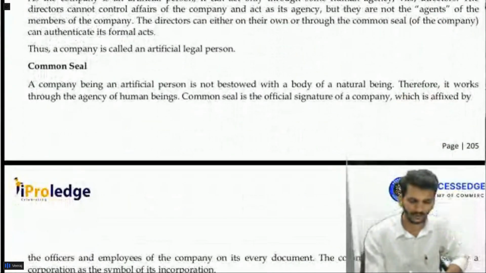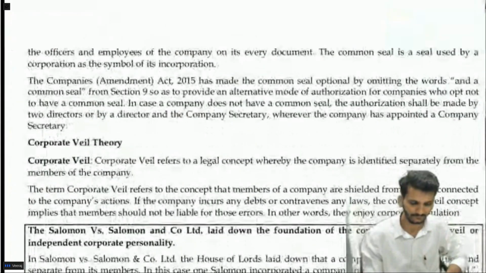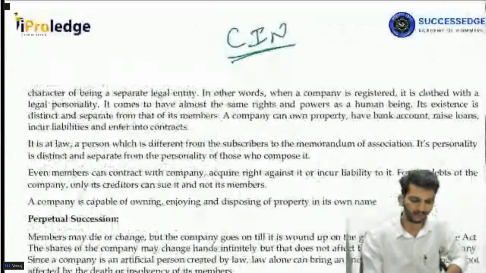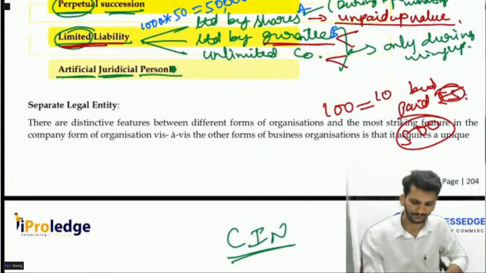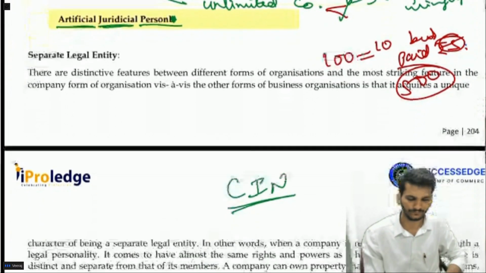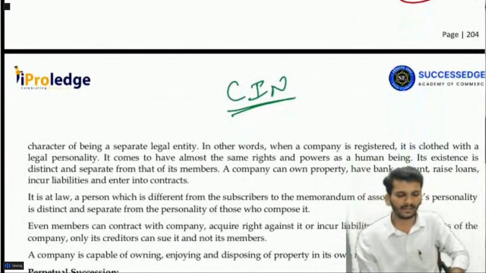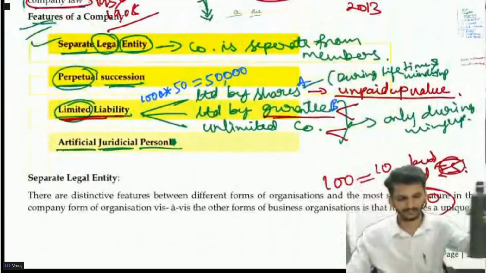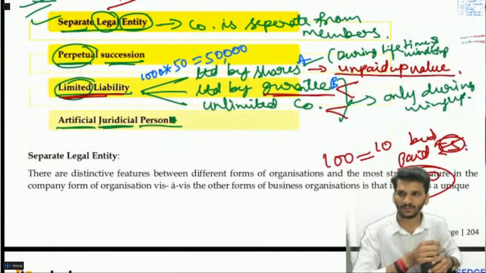Common sense is also given here. This corporate will theory we will discuss. Before that, just go through these features of the company. Once you go through, if you have any doubts, do ask. You mark it as important features of the company. Very big, 3 4 lines explanation is required.